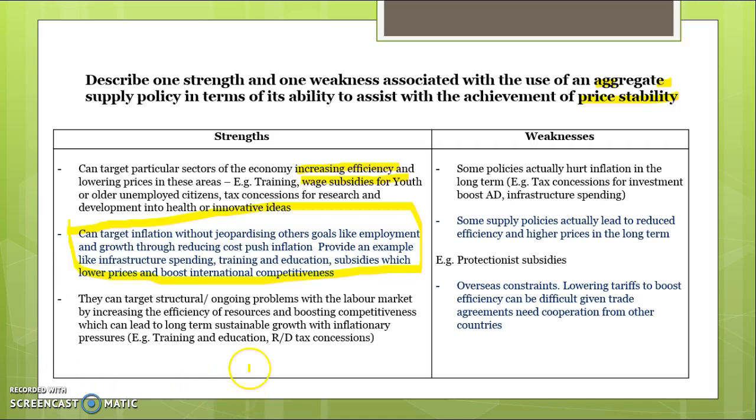It can target structural or ongoing problems with the economy, so they can focus on skill shortages in the labour market or a lack of efficiency, and focus on things like immigration and training and education, which will have long-term benefits for aggregate supply and prices.